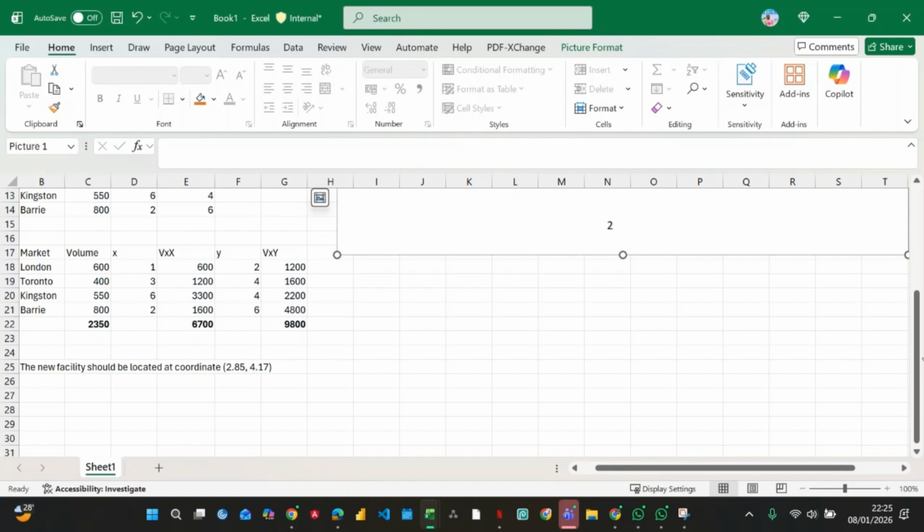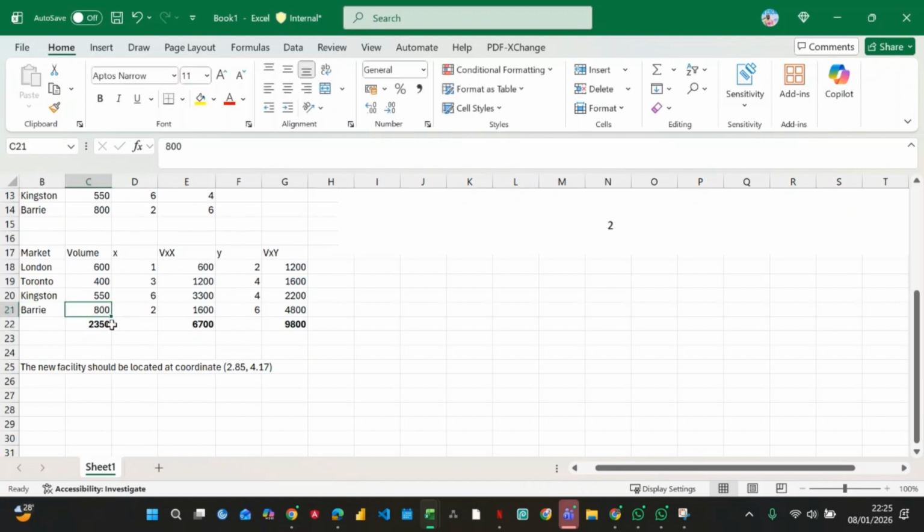Now, if you look at this, this location represents the optimal point that minimizes the total transportation cost, when we consider the volume of goods shipped to each market and the distance to each market. All these locations are the market regions, the markets that we want to consider. If you look at this coordinate, 2.85 and 4.17, it actually puts towards the highest market.